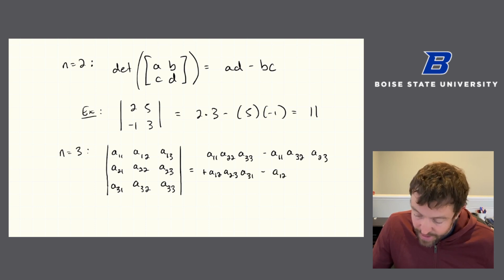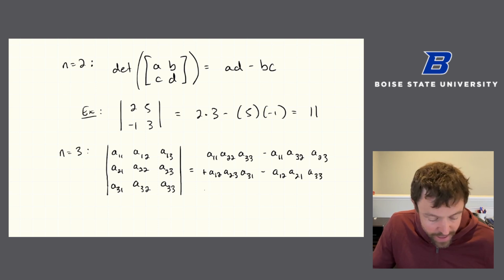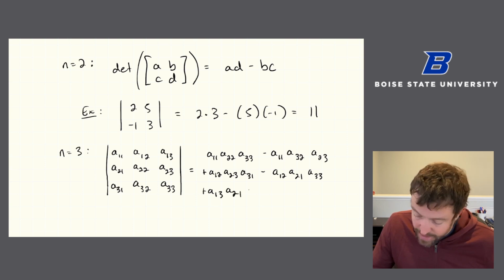I'll give you a hint. The negative signs are really hard to figure out, why things are positive or negative, but just how I'm choosing to combine entries. Why am I choosing A13 and A21 and A32?